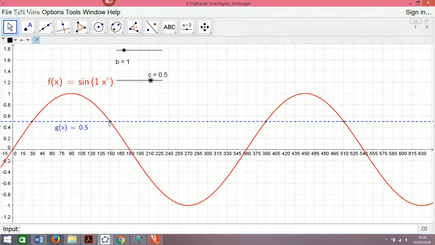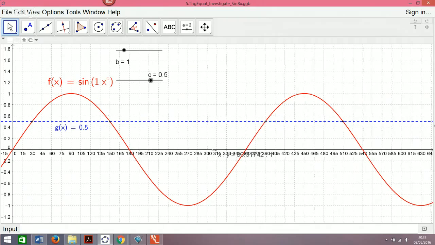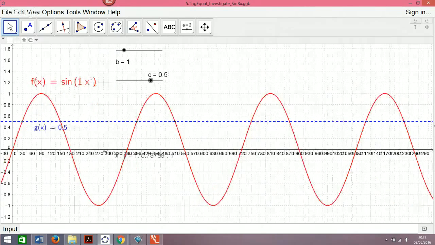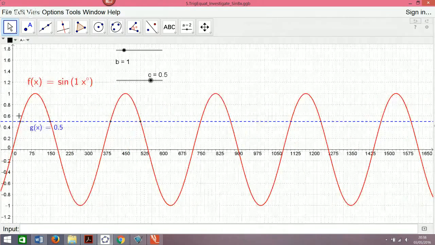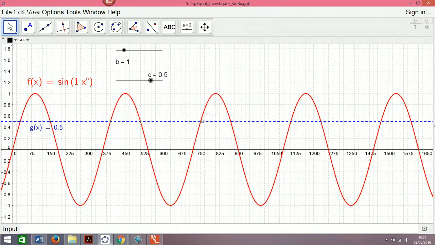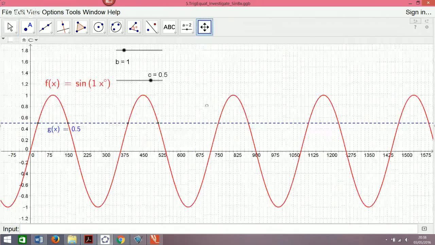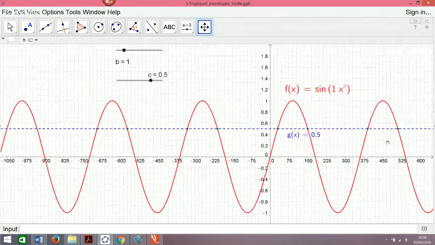Then I also have to add on periods, because look, if I drag this x-axis, that's going to happen every period. So this 30 degrees plus 360 is the next one at 390, plus 360 is the next one at 750, and so on and so forth. So once you've found the solutions, you then have to add lots of the period on. And that also applies to the negative part as well, because it goes infinitely onwards in the negative direction.